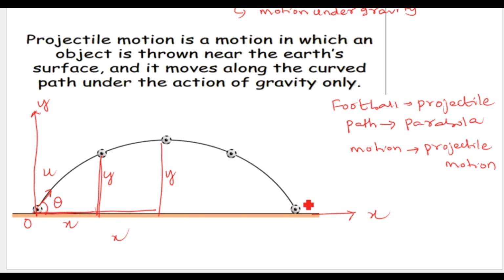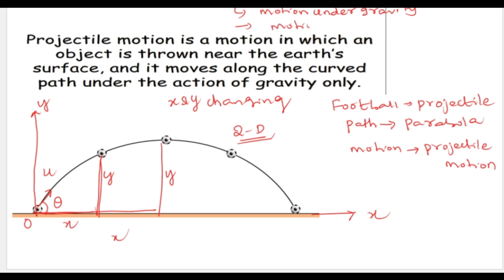So here x and y are simultaneously changing. That means two coordinates are required to specify the position of the football with respect to time. That means the motion of the football is called two-dimensional motion. The football here is nothing but the projectile.